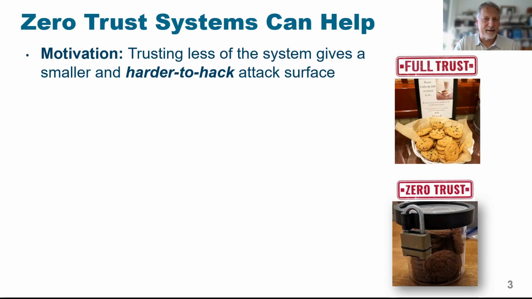A zero trust system would be to minimize the amount of trust. So we're going to put the trust, in this case, into the person behind the check-in desk, and they're going to lock the cookies with a key and a lock. And so we're not going to lose cookies, and we only have to trust that person behind the desk to not lose the key and not to give away more than one cookie to each customer.